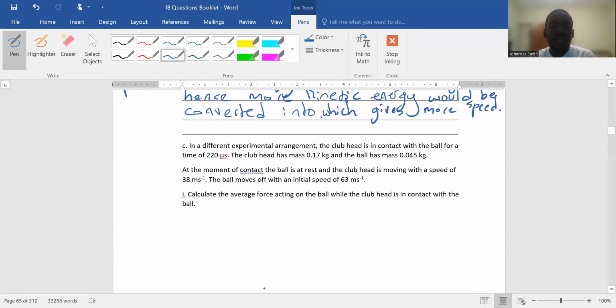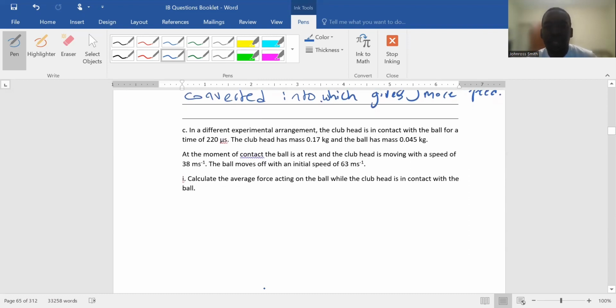Next question. Our next part, in a different experimental arrangement, the club head is in contact with the ball for 220 microseconds. The club head has a mass of 0.17 kilograms and the ball has a mass of 0.045 kilograms. At the moment of contact, the ball is at rest and the club head is moving with a speed of 38 meters per second. The ball moves off with an initial speed of 68 meters per second. Calculate the average force acting on the ball while the club head is in contact with the ball.